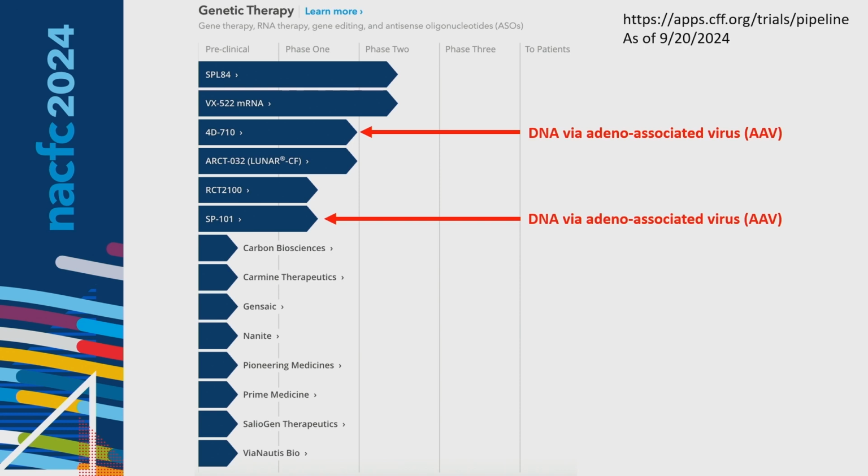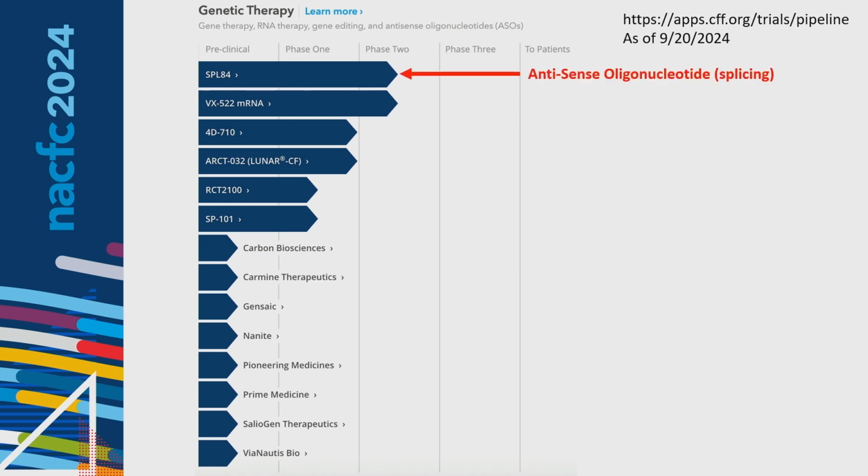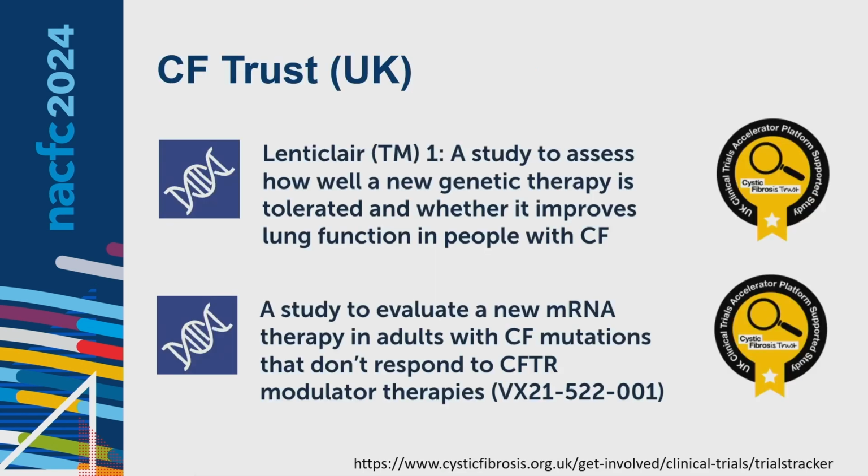And again, since that's one where it's hard to fit the whole gene, it's a modified version of the CFTR gene. And then the SpliSense SPL84 trial is the antisense oligonucleotide, specifically for splicing of the 3849 mutation. I'm not going to say the rest of it.